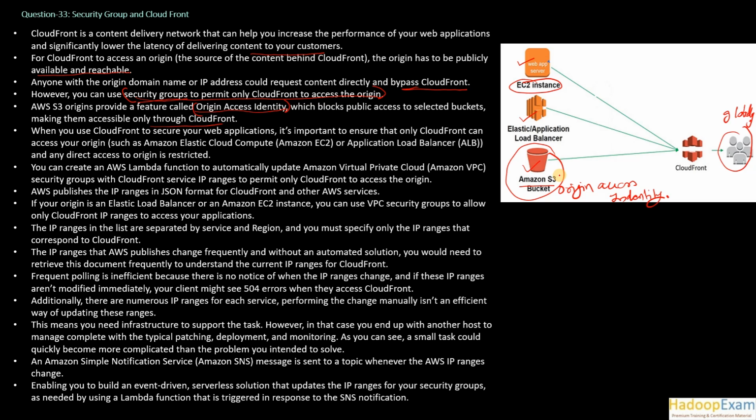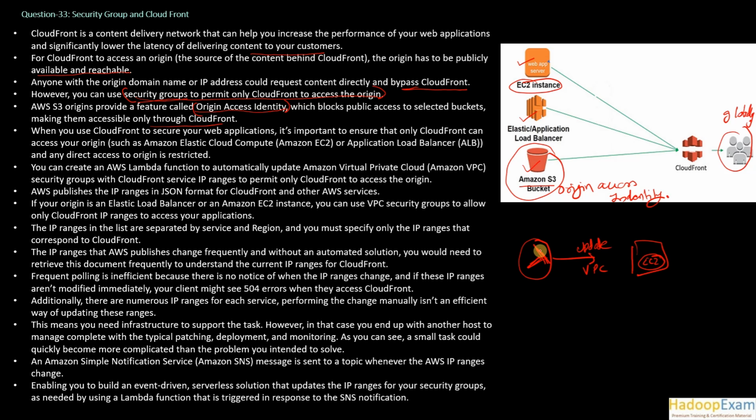You can create AWS Lambda functions to automatically update the Amazon Virtual Private Cloud. Okay, using Lambda to update the VPC. That is what they are talking about. So this is your VPC. What needs to be updated here? The security group, with CloudFront service IP ranges, to permit only CloudFront access. So your EC2 instance is in this VPC, and you use the Lambda function. If you don't know, Lambda is a program which can run based on an event or a schedule.